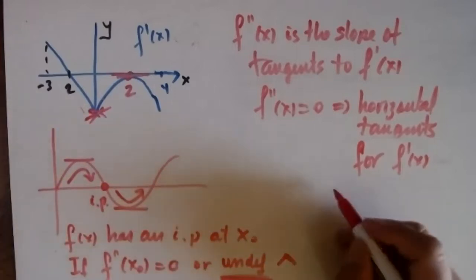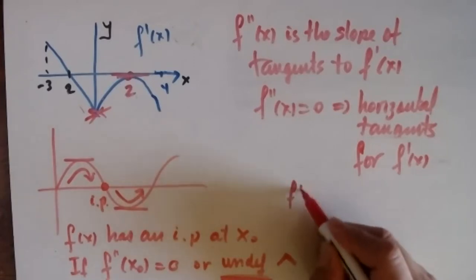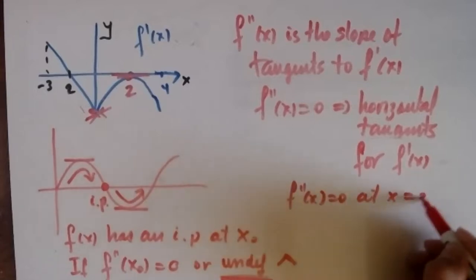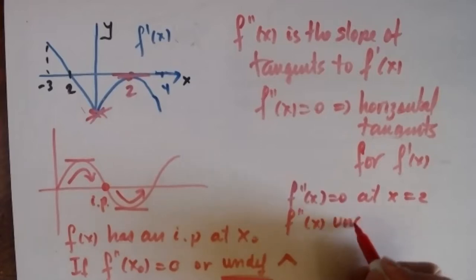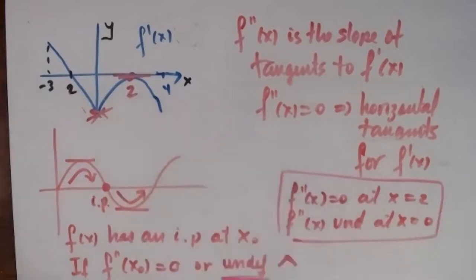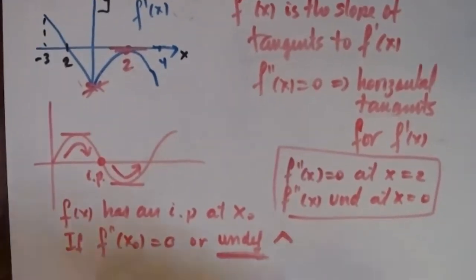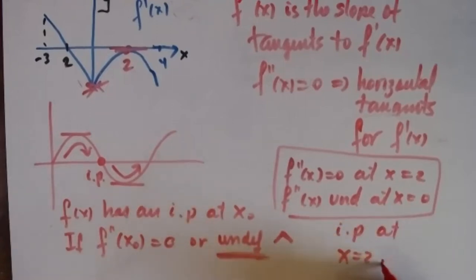So you have f prime of x equals 0 at x equals 2. f double prime of x undefined at x equals 0. Right? So my inflection points, IPs, at x equals 2, x equals 0.